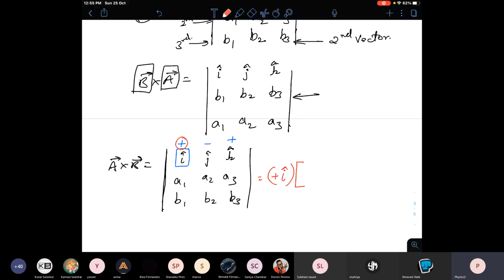what you do is you eliminate the row and column containing the I cap vector. Now you are left with A2, A3, B2, B3. To calculate the value, we use the cross multiplication method. What does it mean? You are going to write A2 B3 minus B2 A3. This will be the first term of your resultant vector.